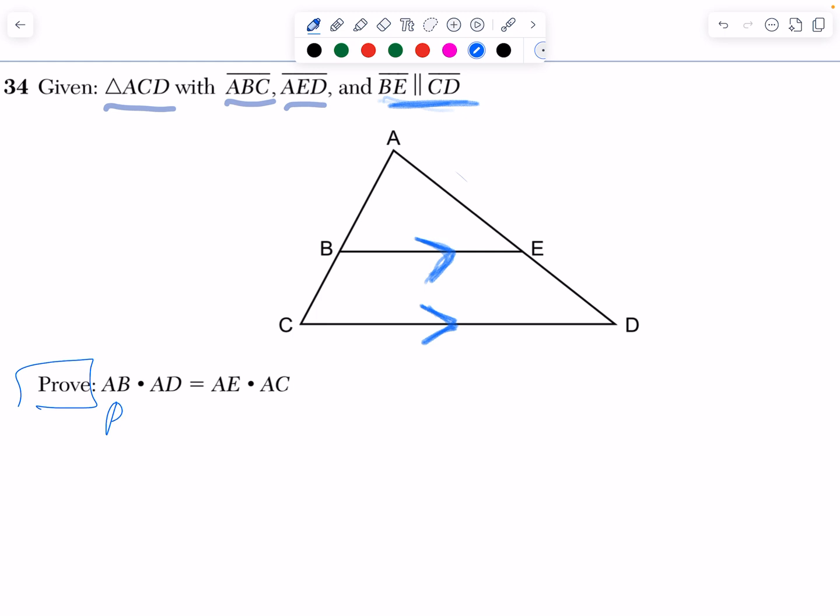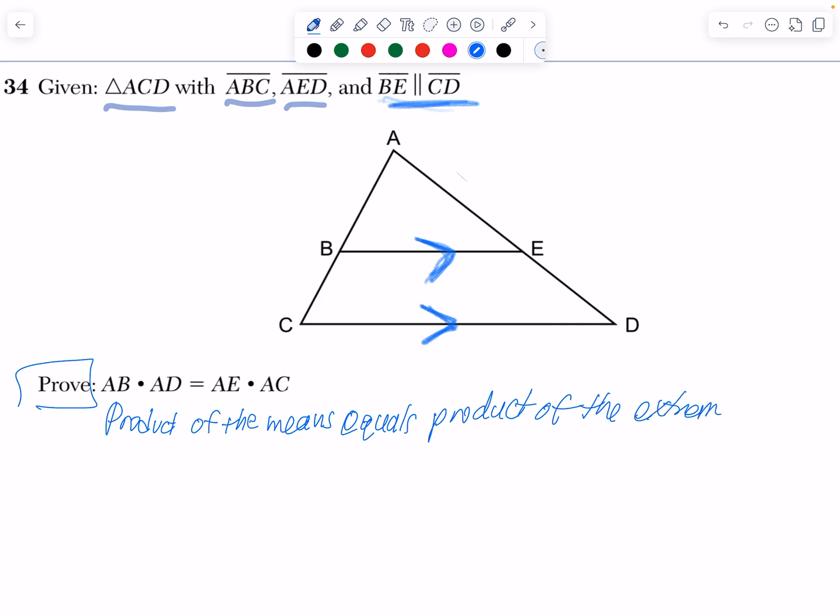Prove that AB times AD equals AE times AC. So this is basically showing us that the product of the means equals the product of the extremes. This is a statement that you actually should memorize. So, product of the means equals product of the extremes. Okay, so that's what we have to write at the end, but this is our plan.